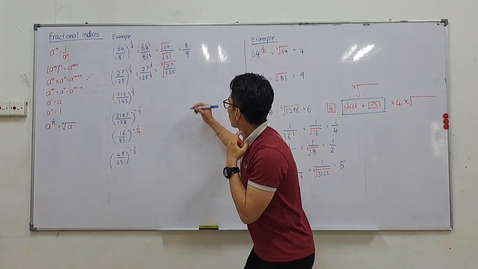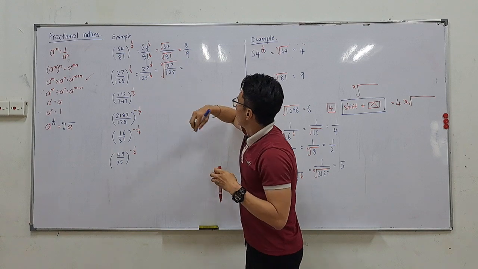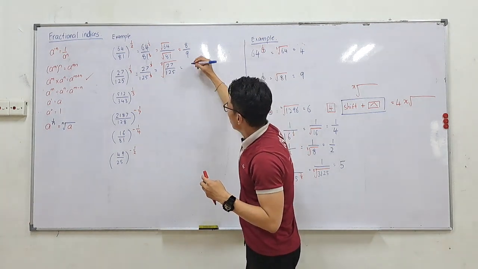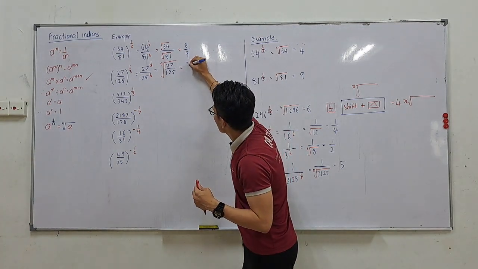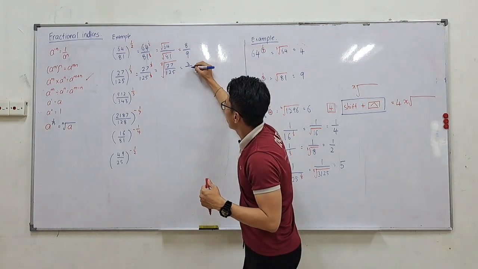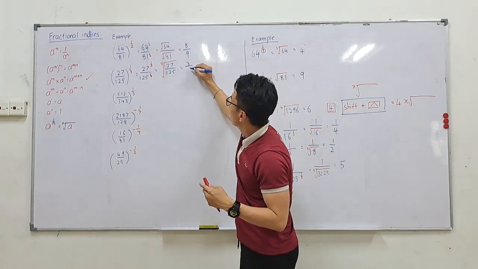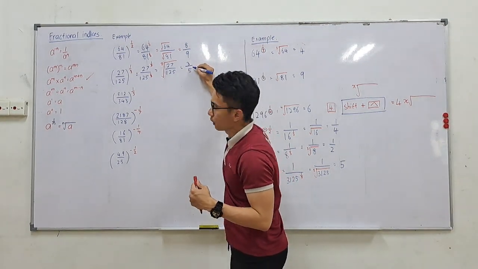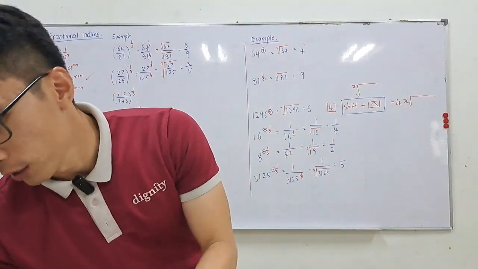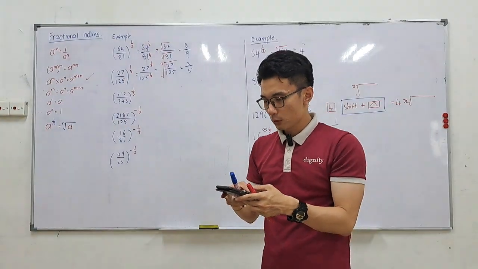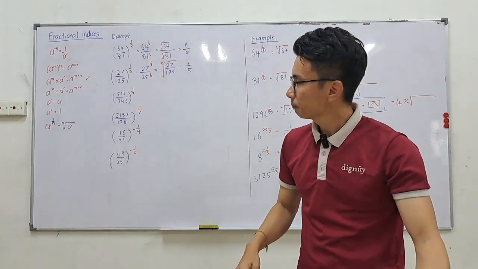Then let's solve this. Cube root of 27, I should get 3. And cube root of 125, I should get 5, if I'm not mistaken. But let me quickly check that. Okay, that's correct.